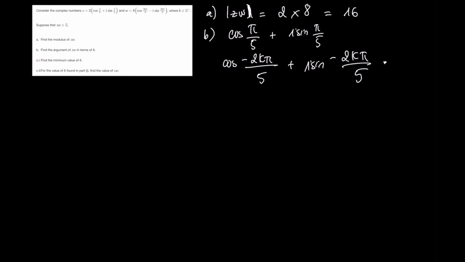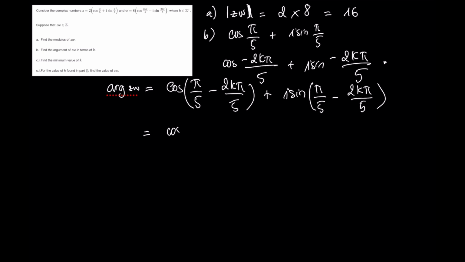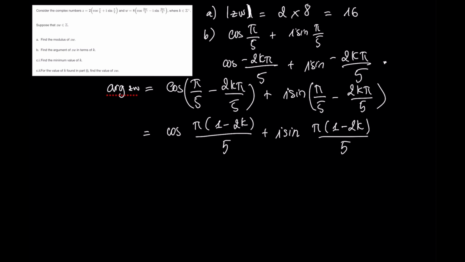So we're trying to find the argument of z times w. It will be zw equal to cos of pi times 1 minus 2k over 5 plus i sine of pi times 1 minus 2k over 5. From here we have the argument equal to pi times 1 minus 2k over 5.